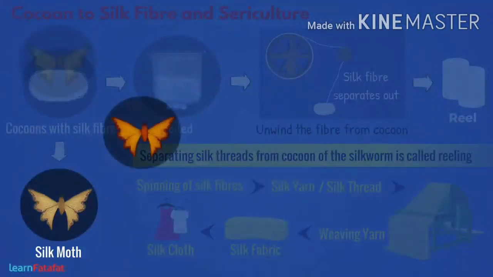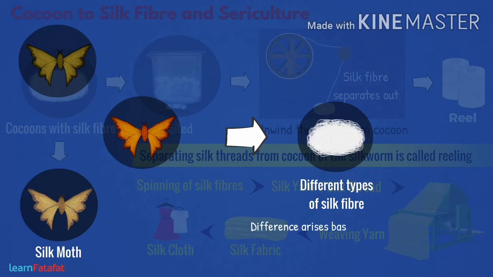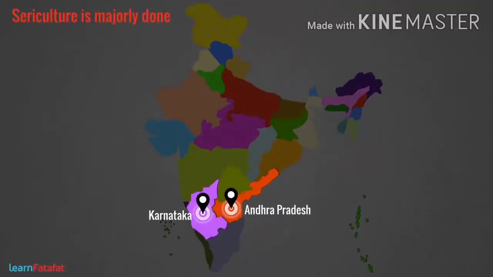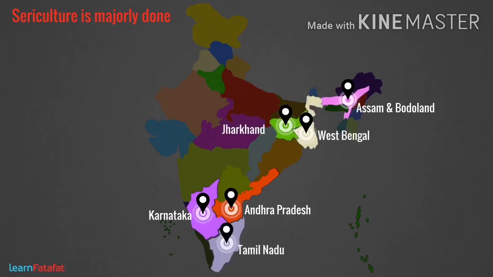There are different kinds of silk moths which produce different types of silk fiber. The differences arise based on the texture, that is coarse, smooth or shiny appearance of the fiber. In India, sericulture is majorly done in Karnataka, Andhra Pradesh, Assam and Bodoland, West Bengal, Jharkhand and Tamil Nadu.